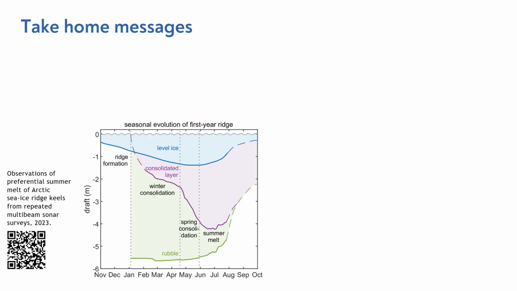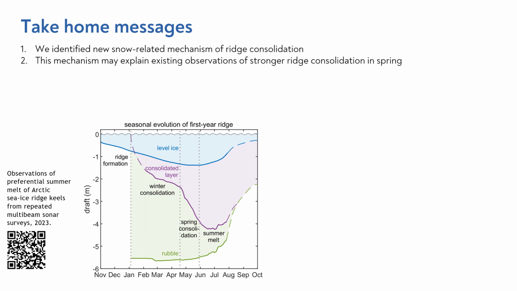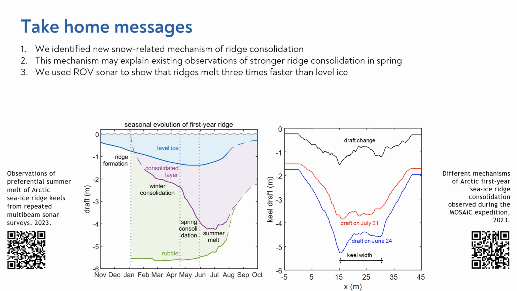Here are the take-home messages. First, we identified new snow-related mechanism of ridge consolidation. This mechanism may explain observations of stronger ridge consolidation in spring. Second, we used ROV sonar measurements to show that ridges melt 3 times faster than level ice, with even a 4 times difference for the bottom melt. We also linked most of ridge melt variability to their shapes, with deeper, steeper, and narrower ridges melting faster.